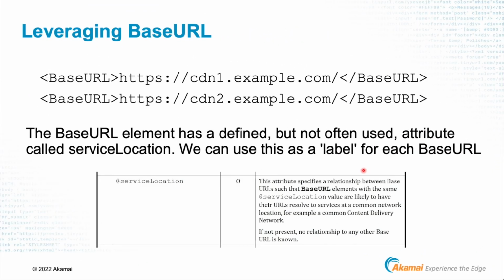So let's go into how it works then. It does leverage base URL. We mentioned base URL is an existing mechanism in the manifest to point at two alternate sources for the content. Now there's a rarely used and quite forgotten attribute within base URL called service location. That's essentially a label that we can use to differentiate between these base URLs.